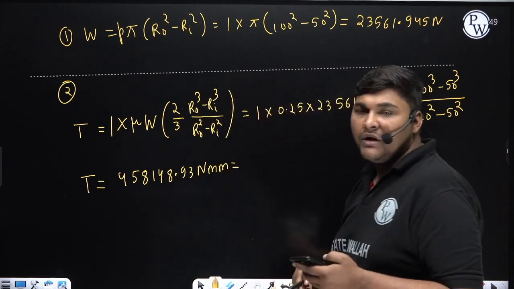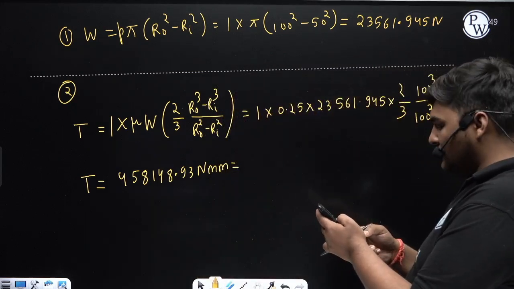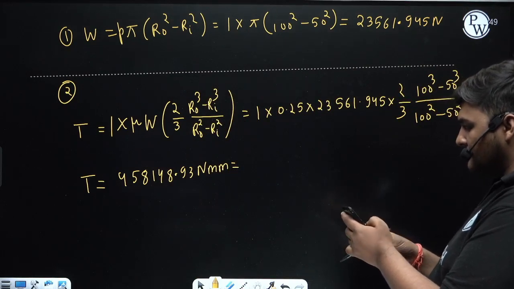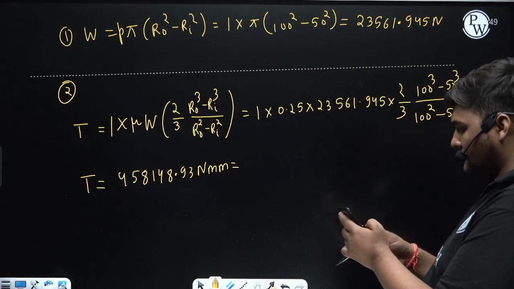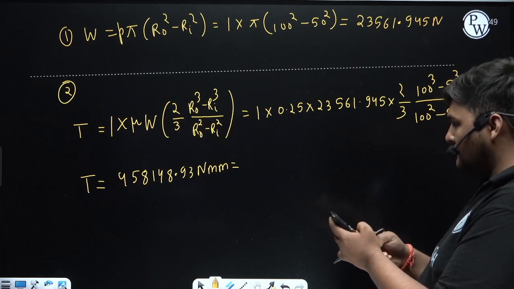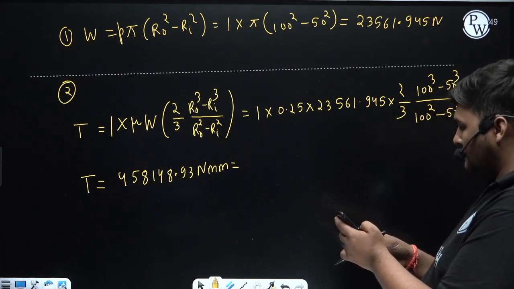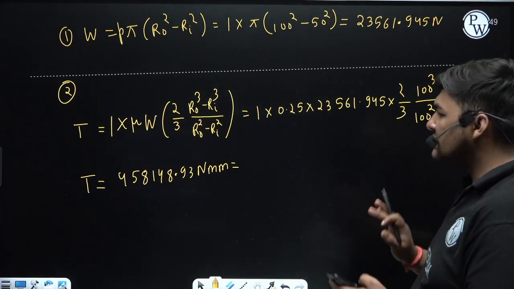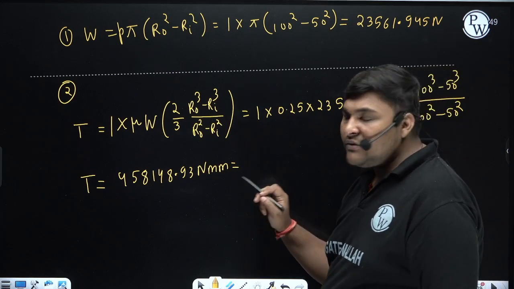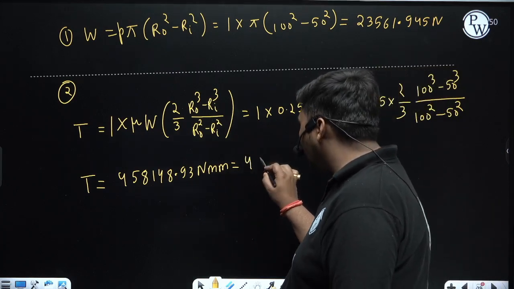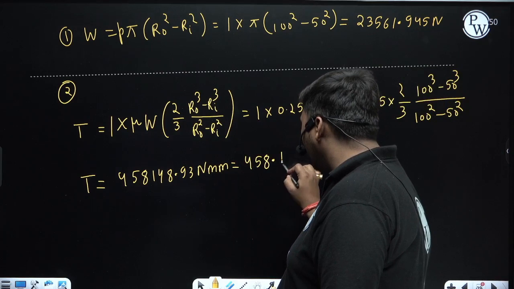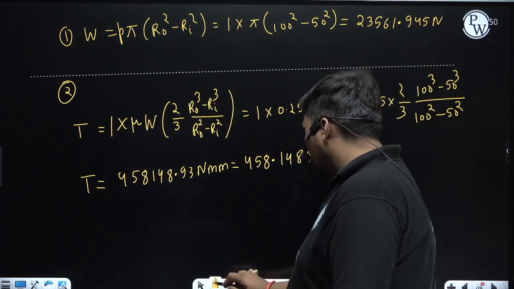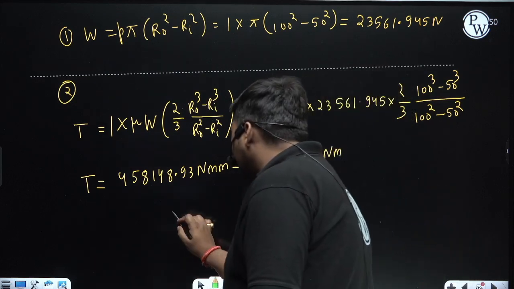458.93 Newton mm. I'm checking the calculation one more time, 2 by 3, just to be on the safer side. Yes, this expression is correct. Now, if we convert this into Newton meter, it will be 458.14893 Newton meter.